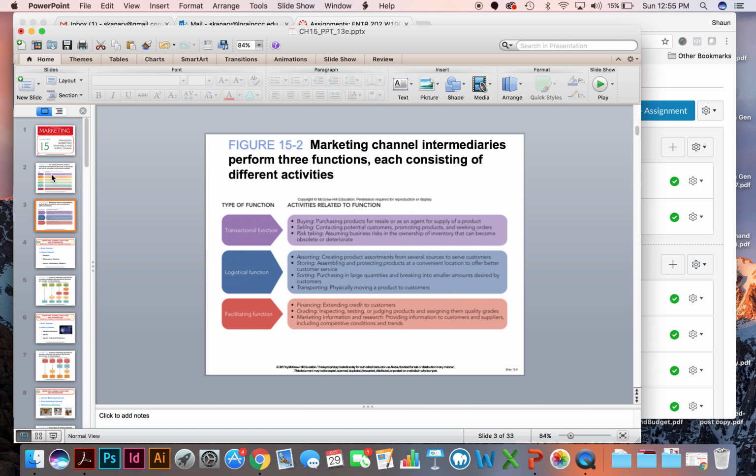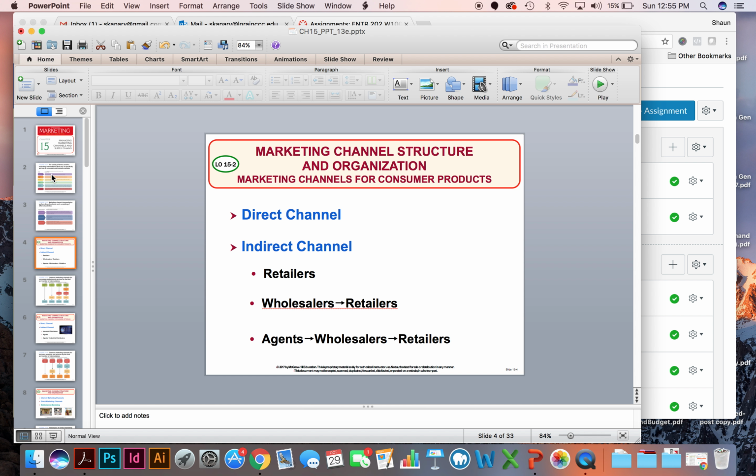It's also important to understand that when we're talking about these intermediaries, we're talking about different channels for marketing too. We talk about direct channels, and then we also talk about indirect channels such as retailers, wholesalers to retailers, agents to wholesalers to retailers. So the structure of these organizations aren't always the same.